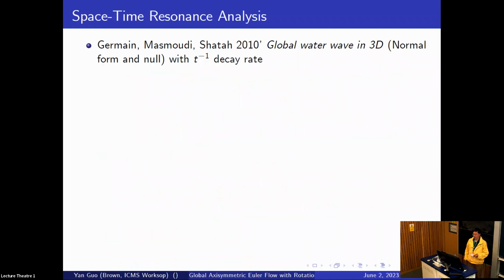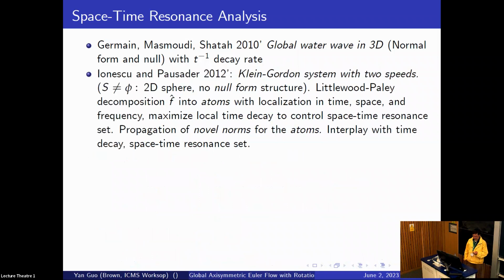So indeed, by using this new method, Germain, Masmoudi, and Shatah can construct the global water waves. And then in a very important work of Ionescu and Pusateri in 2012, they were studying a model problem, a Klein-Gordon problem with two speeds. So in that case, the space-time resonance set is actually not empty, but usually is a 2D sphere. So the measure is somehow, in 3D, small.